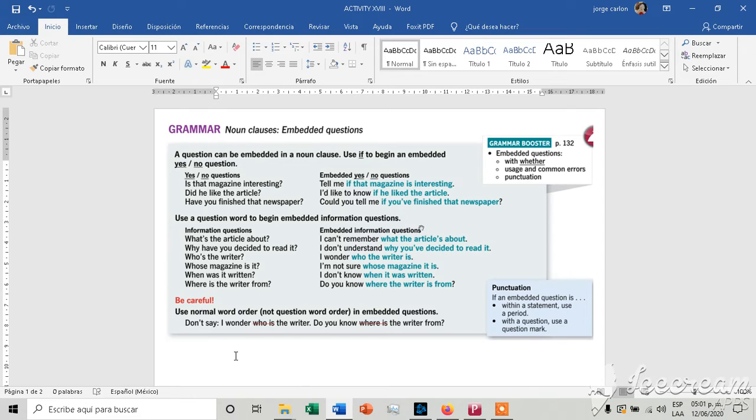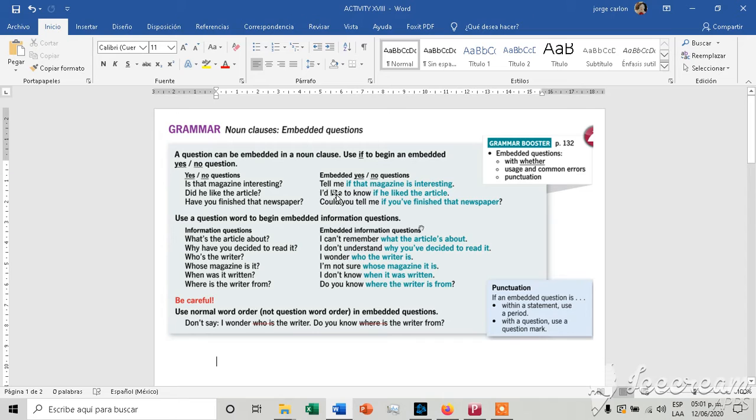Exactly the same thing, except that it's not about a noun, the one that is being substituted, but a question. So how? We can look at the examples here. For example, it says with yes, no questions. An embedded question is a noun clause, which is exactly the same thing as the previous video, but we use it with if. Okay, so, is that magazine interesting? Tell me if that magazine is interesting.